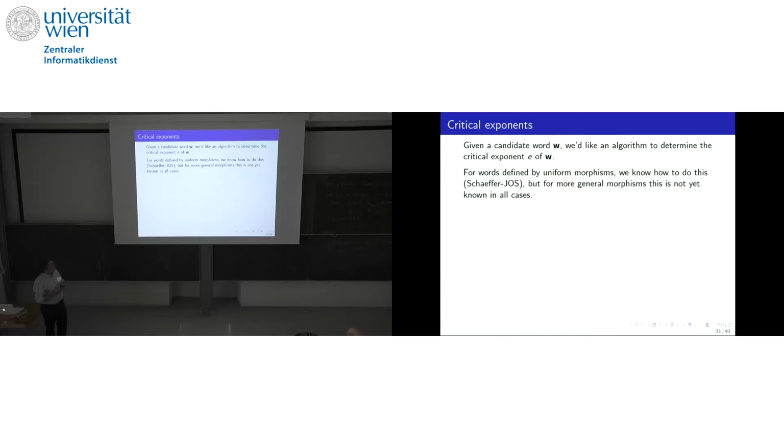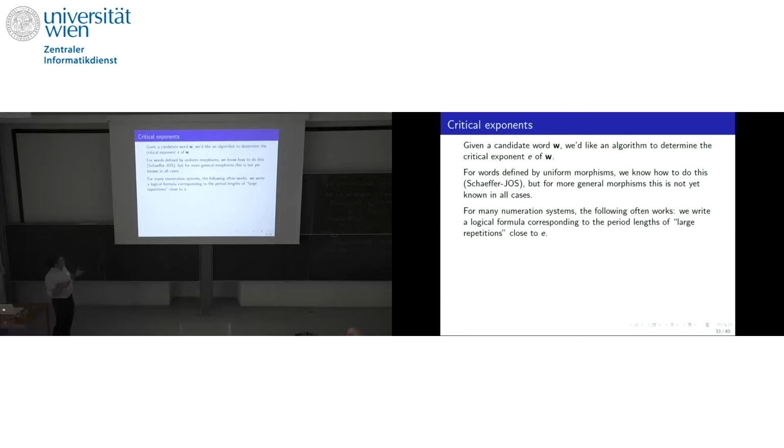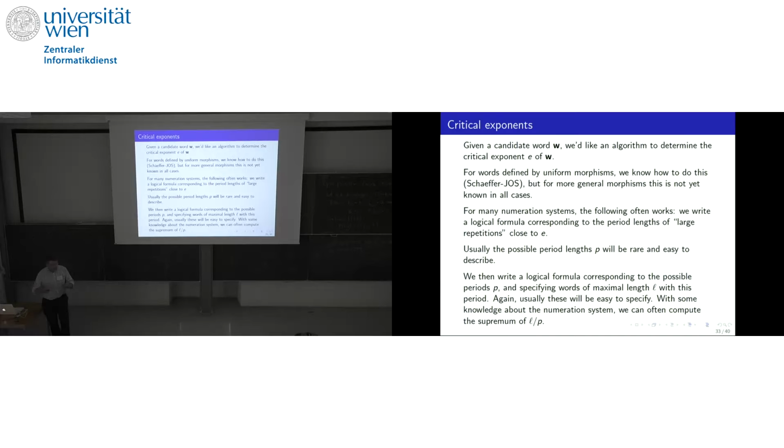For many numeration systems, what we can do is something like the following. We take our word and we write a logical formula for some rational exponent that's close to what we want. And then we ask what period lengths correspond to this exponent. And usually these are rare and fairly easy to describe. And then we say, okay, let's find the maximal words with this period, maximal length L corresponding to the period, and then these again are fairly rare, and then we can just look at the automaton and compute the supremum of L over P, and that has worked for us. Although in general, we don't know how to do this.